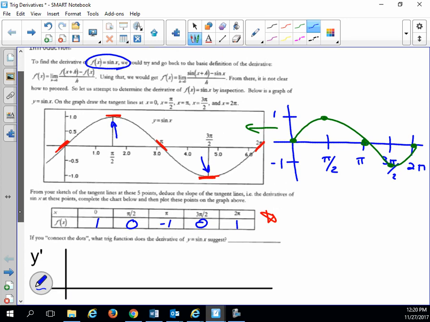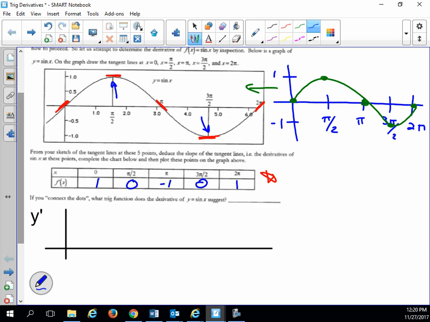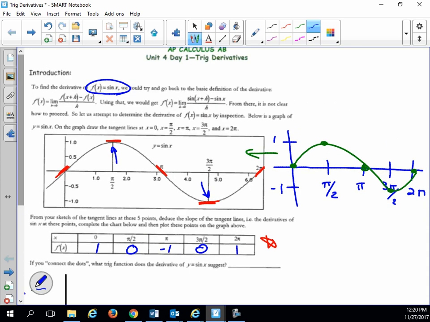So now we're going to plot these points. Okay? Now whether you plot them above or on a different one, that's up to you. I'll plot them on this one so you can see a couple of things. So at 0, I'm at 1. At pi over 2, I'm at 0. At pi, I'm at negative 1. At 3 pi over 2, I'm at 0. And at 2 pi, I'm back at 1.